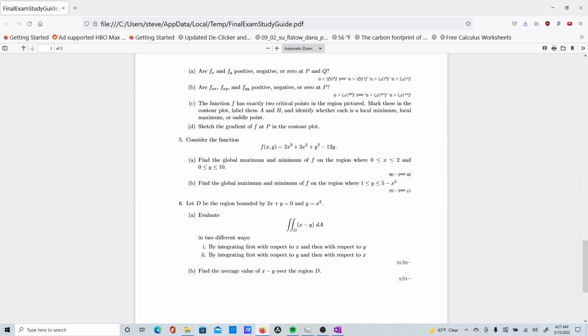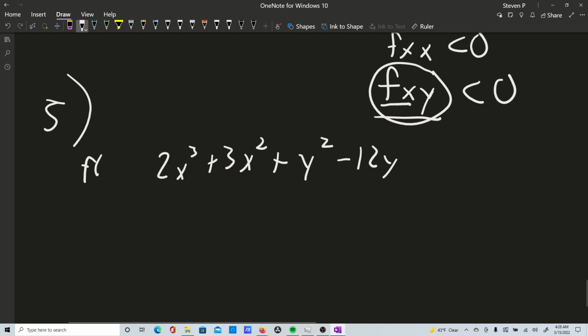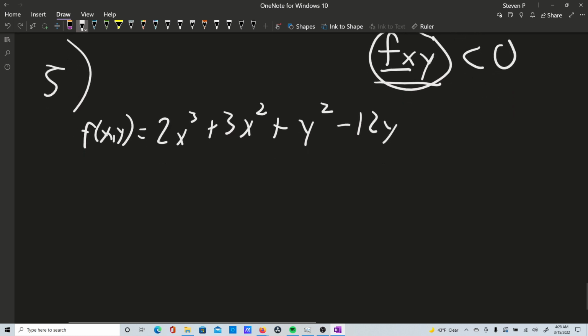Okay, so we're considering some function f of x y equal to 2x cubed plus 3x squared plus y squared minus 12y. And we're considering this on some domain where 0 is less than or equal to x, less than or equal to 2, and 0 is less than or equal to y, less than or equal to 10.